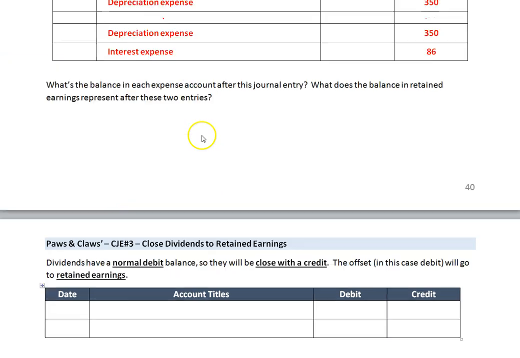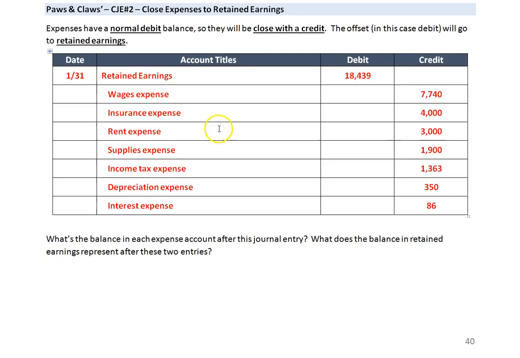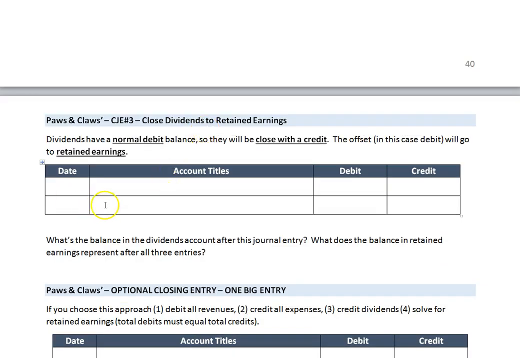Alright, step 3 here is close out the dividends. Thankfully, we only have one of those accounts. Dividends here have a debit balance. So in order to close it out, we need to credit the account. So we're going to credit dividends for $2,500. Again, I'm doing the credit first. I know I need to debit something. It's just my mind's going to think I need to zero out the dividends. I do this, credit them for the full amount. I zero them out. And then everything in the closing process goes to retained earnings.